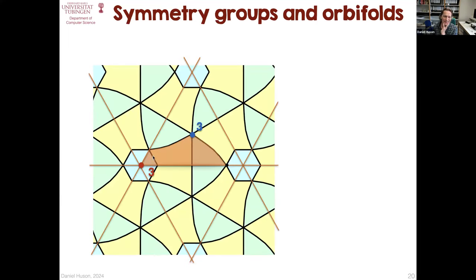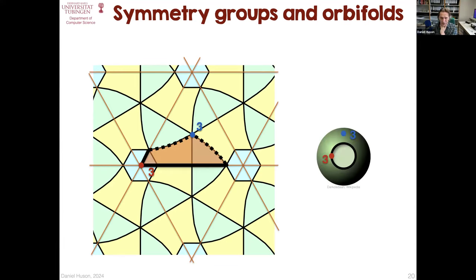Another example, here's a tiling again. The reflectional symmetries are shown in orange. You can see there's a three-fold rotation around the center here. It's not dihedral, I mean, there's no reflections going through that. There's another three-fold center here, which has reflections going in. So this three is going to end up on a boundary component. This one's going to end up in the interior of the corresponding orbifold. And that would be the group's three star three.